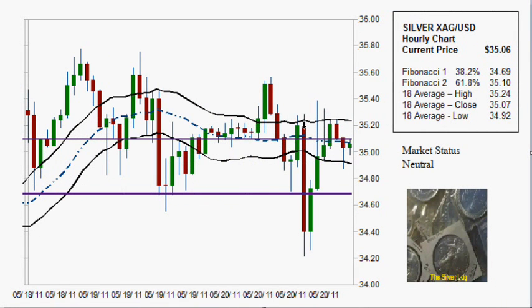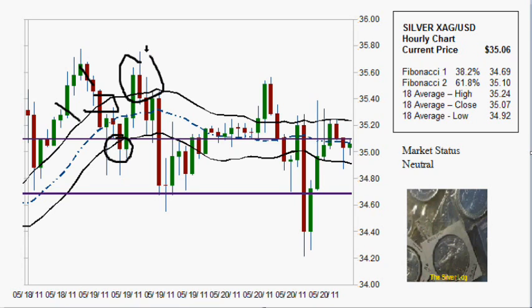Same chart, different structure. This one shows the Fibonacci from the last 67 periods and the 18-day average of closes, highs, and lows. Not much more to say. You're in an uptrend. You can't find support where you're supposed to, but you did here, which is fine.